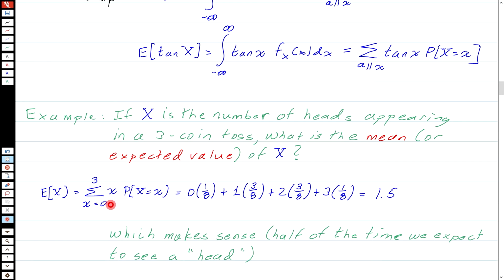So the possible values of x are 0, 1, 2, 3, and the probabilities are 1/8, 3/8, 3/8, and 1/8. So I get 0 times 1/8 plus 1 times 3/8 plus 2 times 3/8 plus 3 times 1/8, and that gives me 1.5. Although this is not a possible value of X, it makes sense. We know that in general we get half the number of heads showing up. So in any number of coin tosses, half the time we get heads showing up. So we have 3 coin tosses, half of them will be heads, so 1.5 on average.